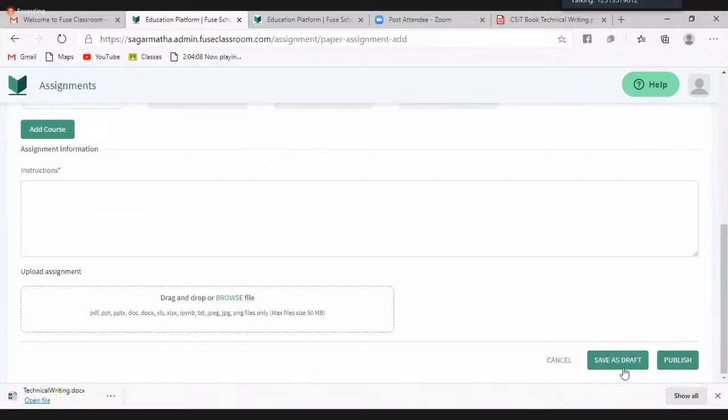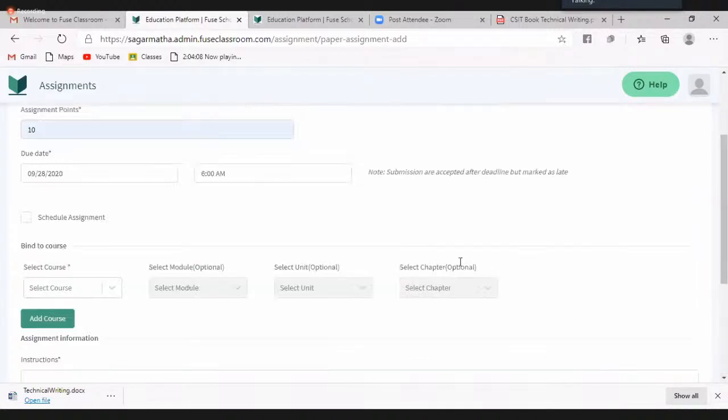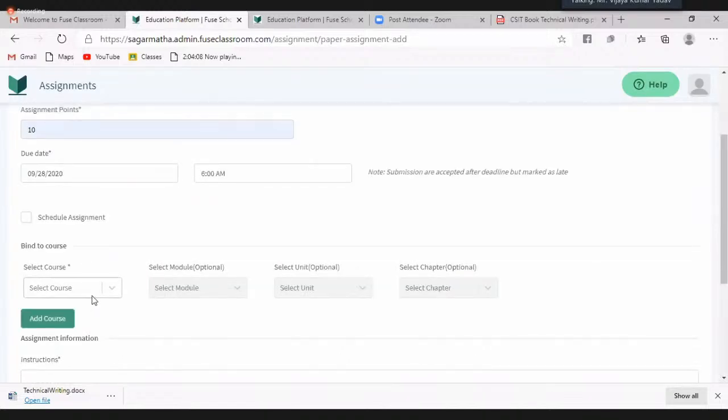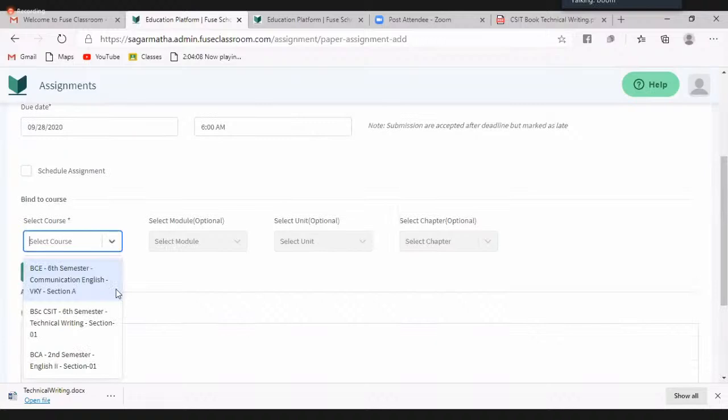This class will end in 5 minutes. You have to add course. And publish. Publish, right? No, you have to add course, sir. Save as draft? No. Scroll up. There is a bind to course field there. Can you check below the date picker? Bind to course. Now use the drop down and select the course. Good.